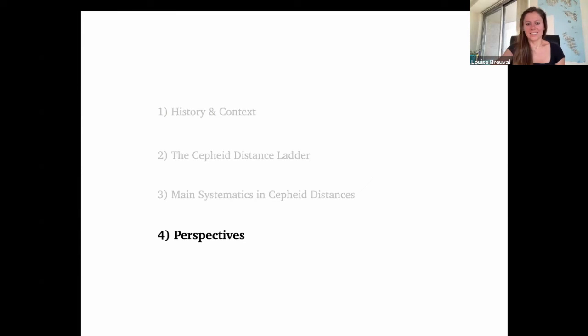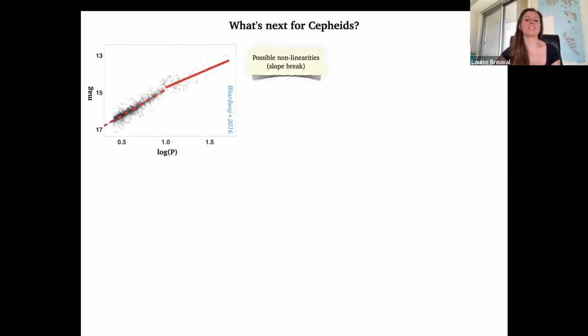All right, so we understand Cepheids really well now. There's been so much work done over the past decades, and it has really matured into the best established distance indicator. But there are a couple things that we can do to improve them a little bit better. So what's next for Cepheids?